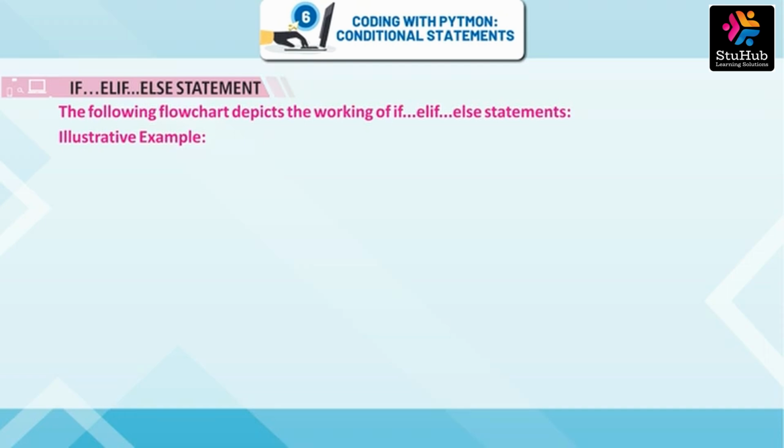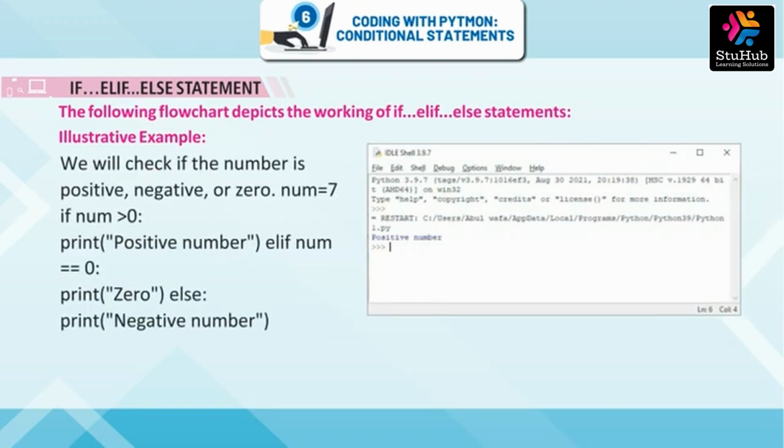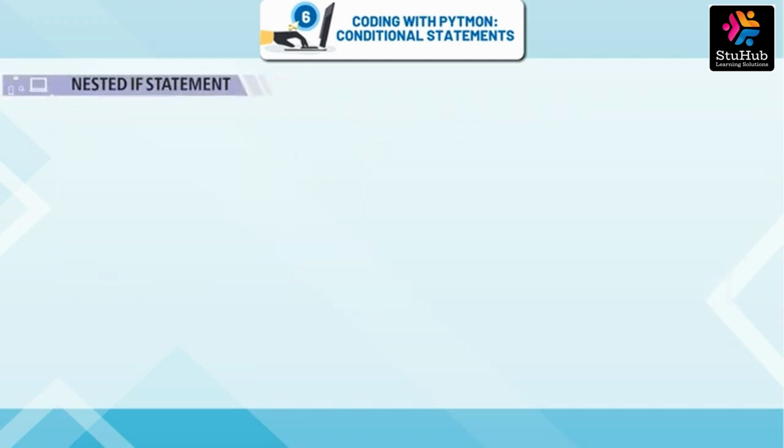The following flowchart depicts the working of if-elif-else statements. Illustrative example: we will check if the number is positive, negative or 0. num = 7. If num > 0: print("positive number"). elif num == 0: print("0"). else: print("negative number").